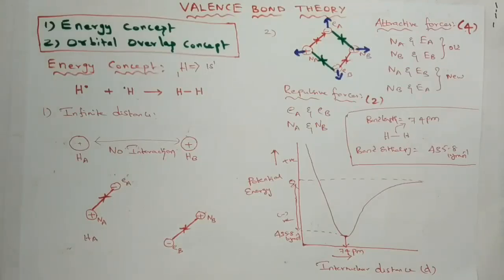Hello students, today we are going to see a very important topic, valence bond theory in the chemical bonding chapter of class 11. This theory arises due to the limitations of valence shell electron pair repulsion theory.